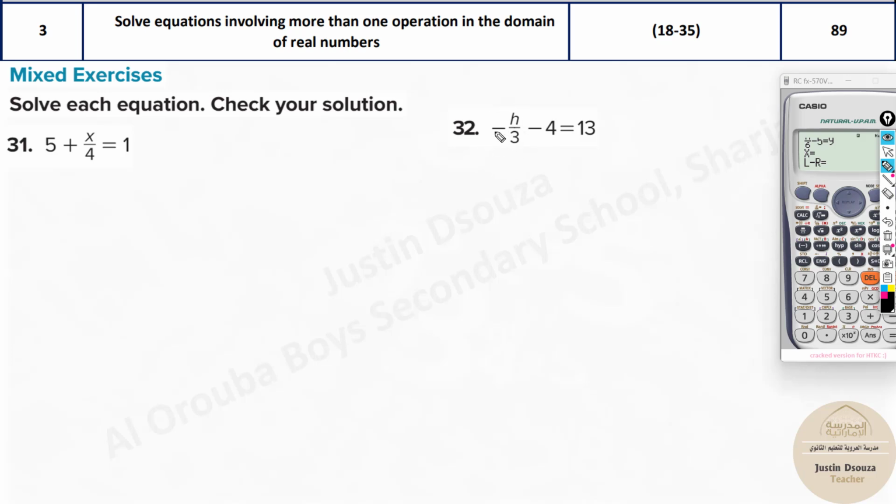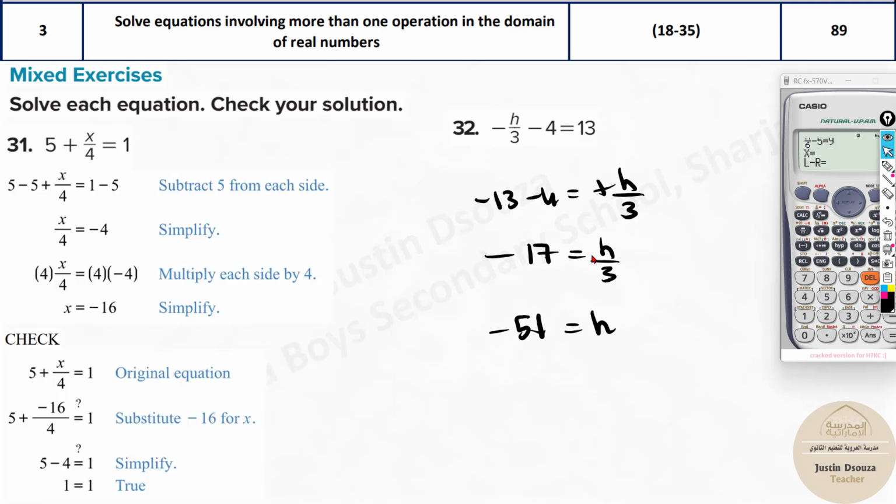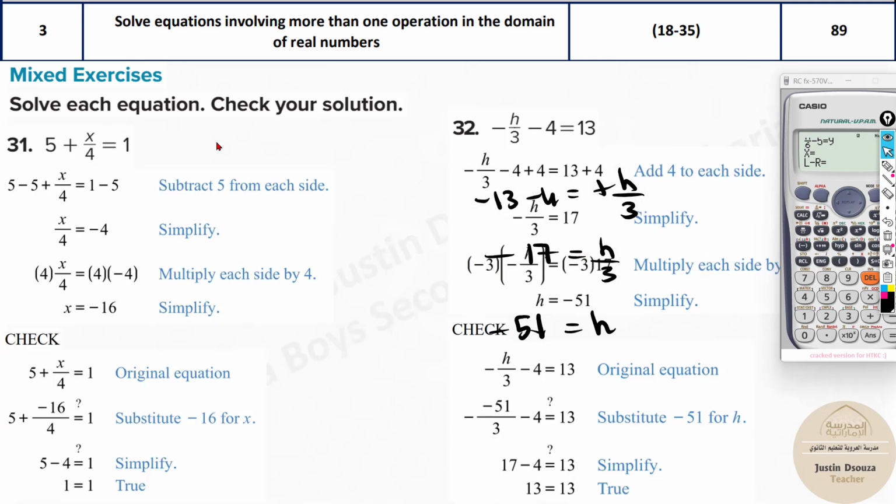Here, this term minus h by 3 goes to the other side and 13 comes to the other side. So it'll be minus 13 minus 4 equals positive h by 3. Solve this, it'll be negative 17 equals h by 3. 17 times 3, it'll be 30 plus 21, it's 51, so negative 51 equals h. So this is the answer. You can try checking in the calculator as well. You will get the same answer, or you can directly solve it and check it. So these are the steps.